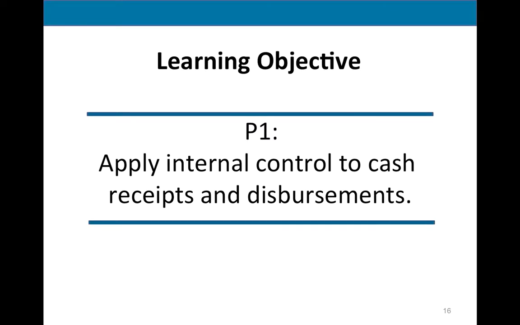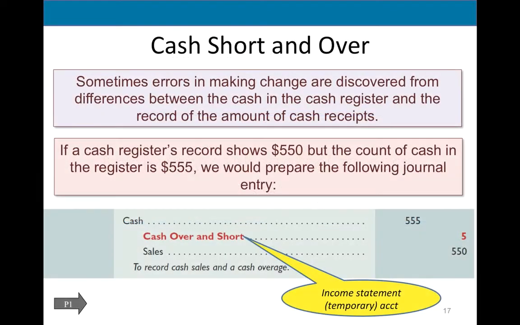So, internal controls for cash receipts and disbursements. When we discover at the end of the day, when we record the sale, sometimes we fall short or over. So we cannot just ignore that amount. We have to use a new account called cash short and over. I like to call it short and over, because on the left side, on the debit side, we will record shortages, and on the credit side, we will record overages.